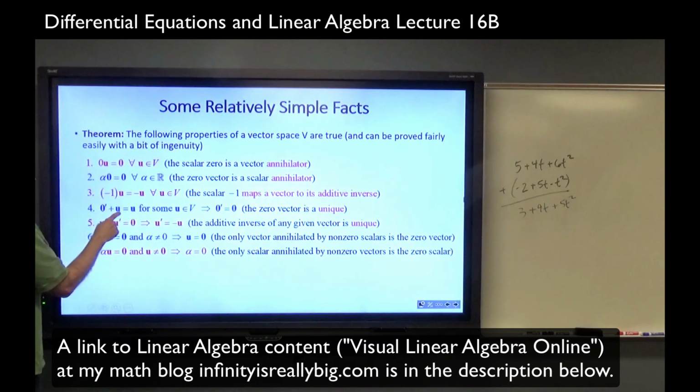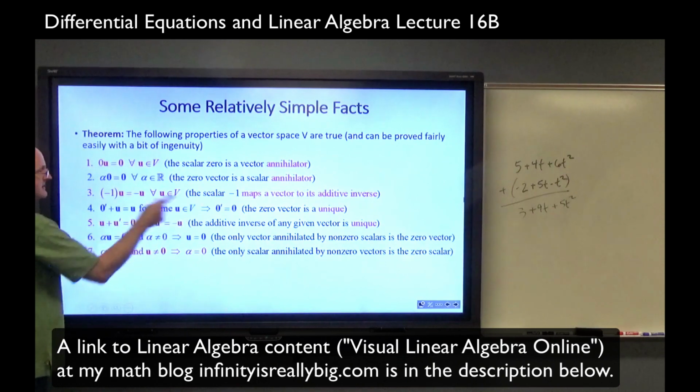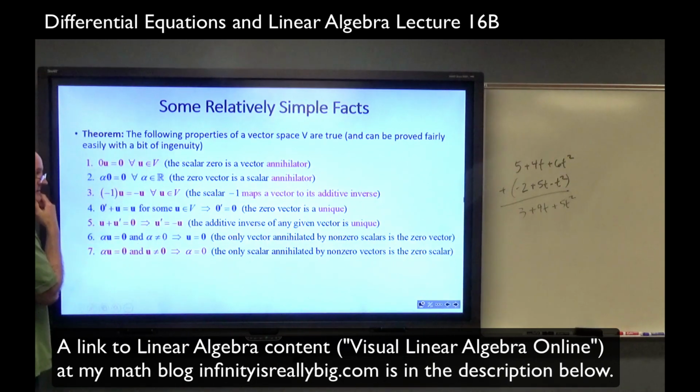If 0 prime plus u equals u for some u, then 0 prime must in fact be the zero vector. The zero vector is unique. You wouldn't want two zero vectors. If u plus u prime equals 0, then u prime must be the additive inverse of u. Additive inverses of any given vector are unique.